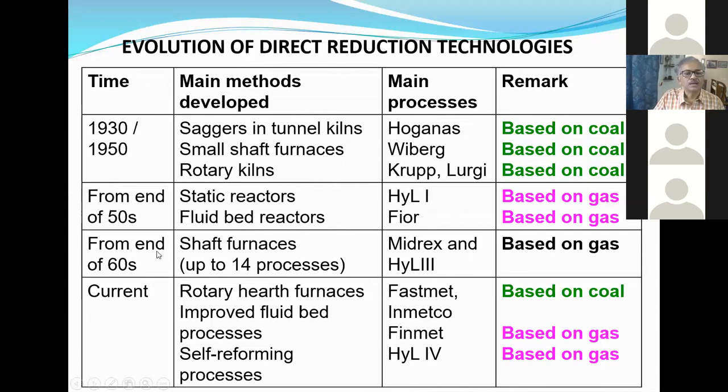And then at the end of the 60s came the shaft furnace, and then Midrex and HYL3, all these processes came, all based on gas, mostly reformed natural gas.